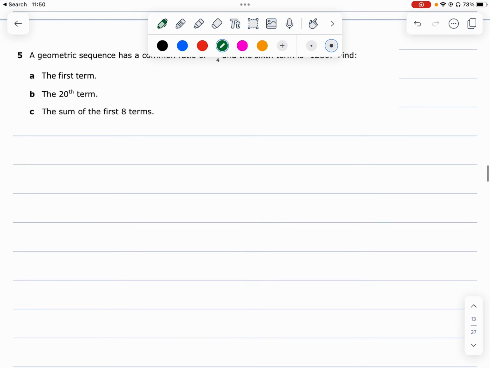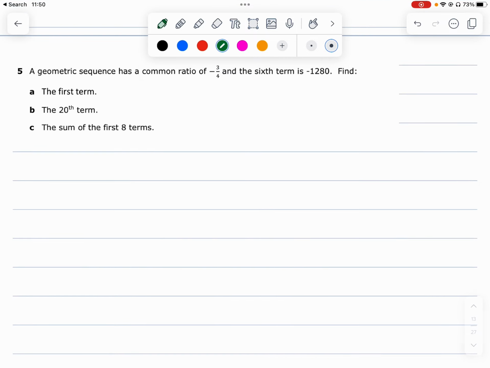Question number 5. A geometric sequence has a common ratio of negative 3 upon 4 and the sixth term is negative 1280. Find the first term, 20th term and sum to 8 terms. So the sixth term is negative 1280 and the common ratio is negative 3 upon 4. Sixth term means nothing but what?